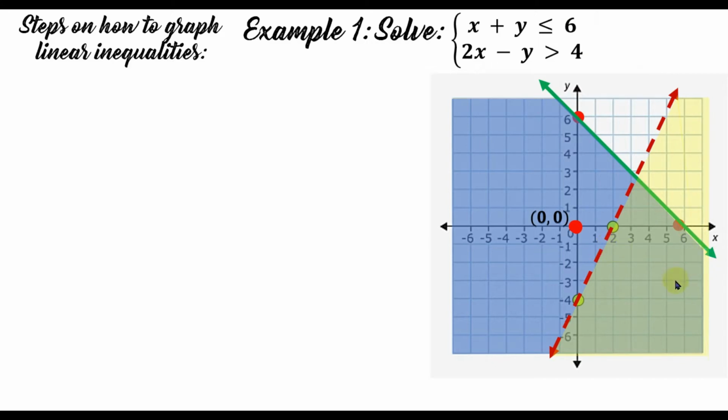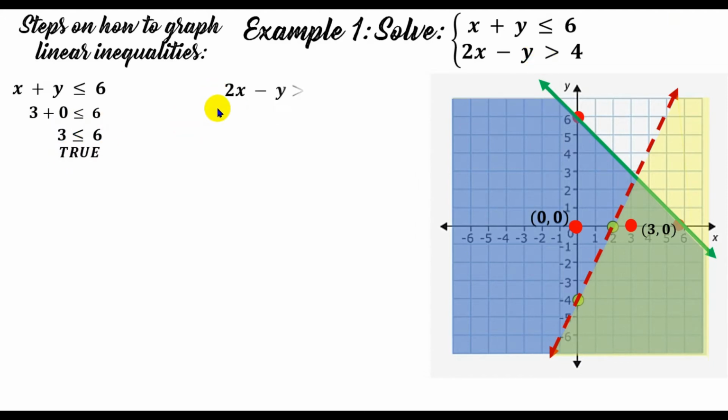So, if we identify at least 3 points to check if our graph is correct, let us have first (3, 0) and then substitute it on both of the linear inequality. So, 3 plus 0, 3 is our x and 0 is our y. 3 plus 0 is 3. 3 is less than or equal to 6. The answer is true. Then to our second linear inequality, 2x minus y is greater than 4. Again, 2 times 3 minus 0. So that's 6 minus 0 and that's 6. 6 is greater than 4 and that is also true. So yun naman po talaga yung goal natin. Parehong linear inequality from the system ay masatisfy ng points na matatagpuan natin dun sa ating double shaded region.